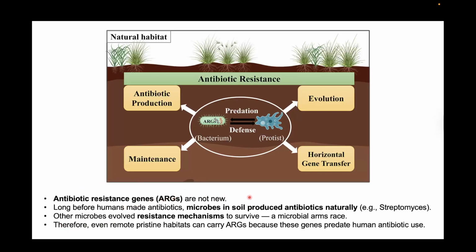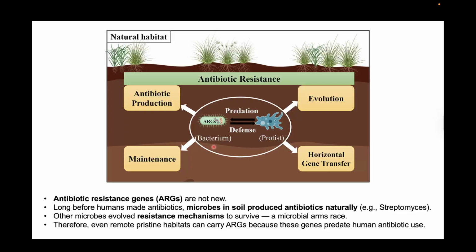So, in a natural habitat, antibiotic resistance genes are not new. Long before humans made antibiotics, microbes in soil produced antibiotics naturally, such as Streptomyces. The first antibiotic that was discovered was penicillin, which comes from a naturally occurring fungus, Penicillium. Other microbes evolved resistance mechanisms to survive a microbial arms race. Therefore, even remote pristine habitats can carry ARGs, because these genes predate human antibiotic use. So, such antibiotic resistance genes are not new, and they have existed for ages, even before humans started developing antibiotics.